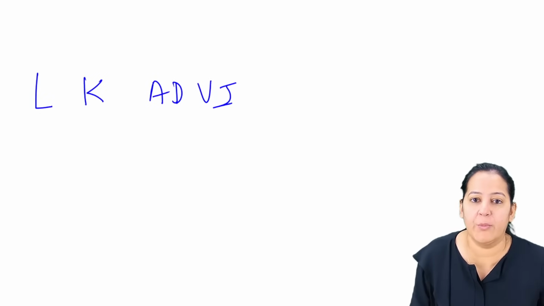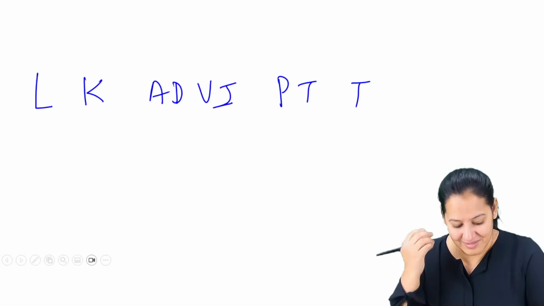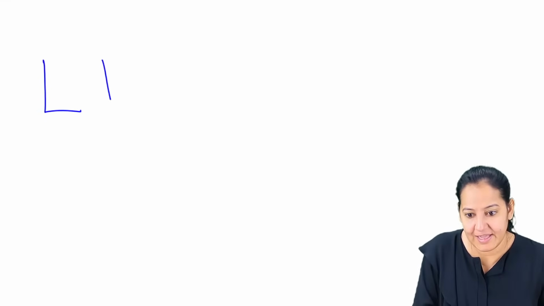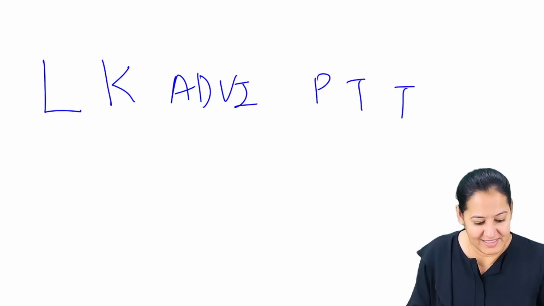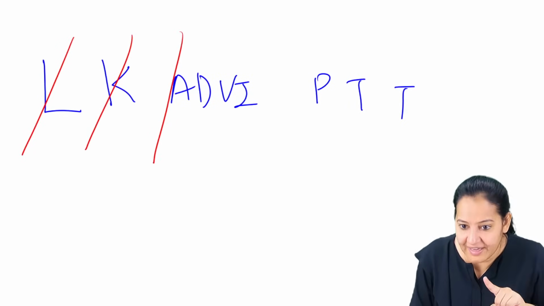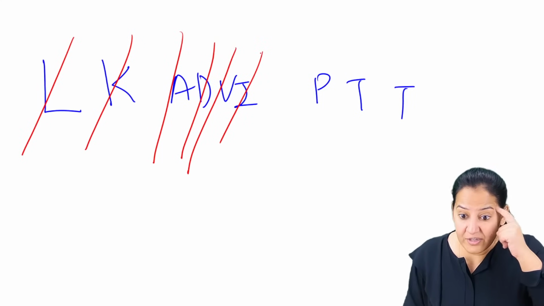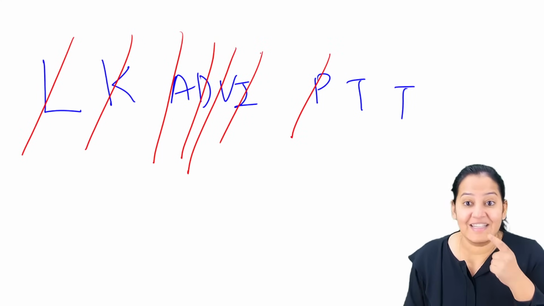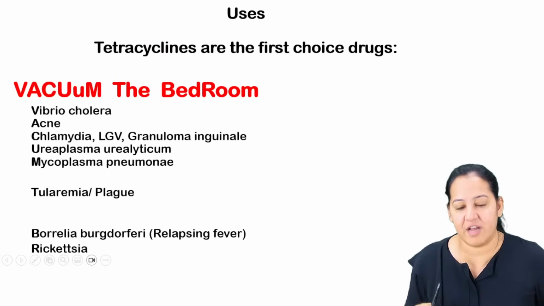Say L K Advi. Advani को अडवी बोलो. अडवी. P T teacher. Say the full form. एक बार फिर से. L K Advi. P T teacher. चलो. Say liver damage, kidney damage, anti-anabolic effect, diabetes insipidus, vestibular toxicity, है ना? Increase intracranial pressure, phototoxicity, teeth and bone, and teratogenic. So just learn the list. This is adverse effect.